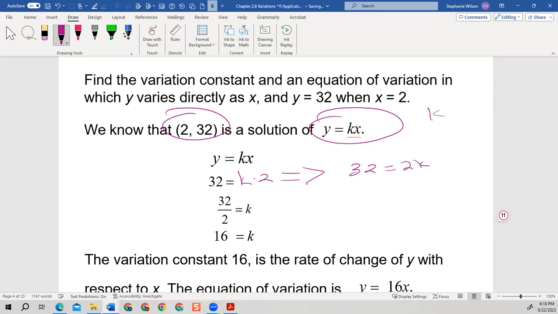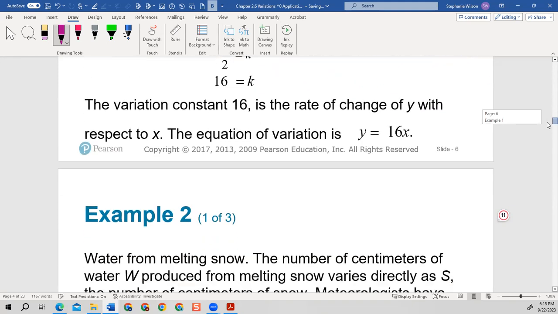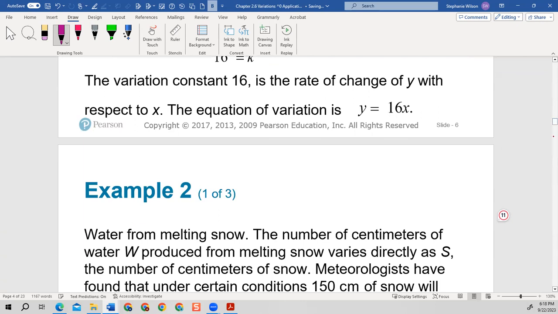You could have had it k2. Either way it goes, it doesn't matter. In multiplication, 2 times 3 is 6, and then 3 times 2 is 6, so that order doesn't matter. However, I want the positive 1 coefficient on k, and I got this 2. So I'm going to divide by 2 because division undoes multiplication. Now I got k is equal to 32 halves, which reduces down to 16. So my variation constant is 16 when we have a y value of 32 and an x value of 2. We can rewrite this in the model form, y equals 16x.